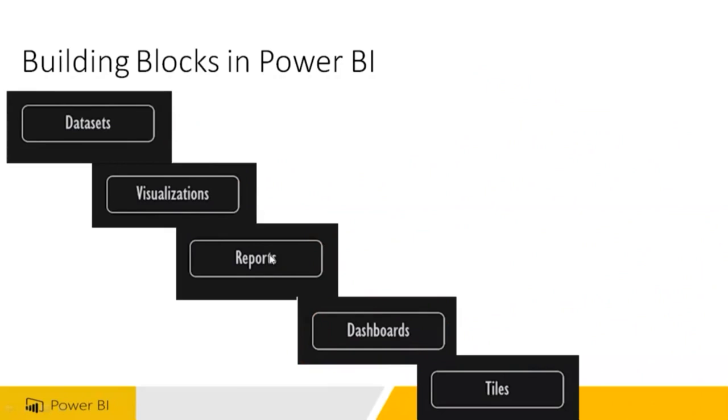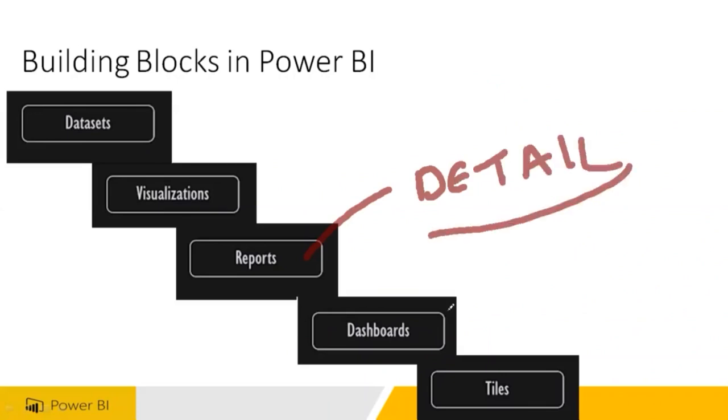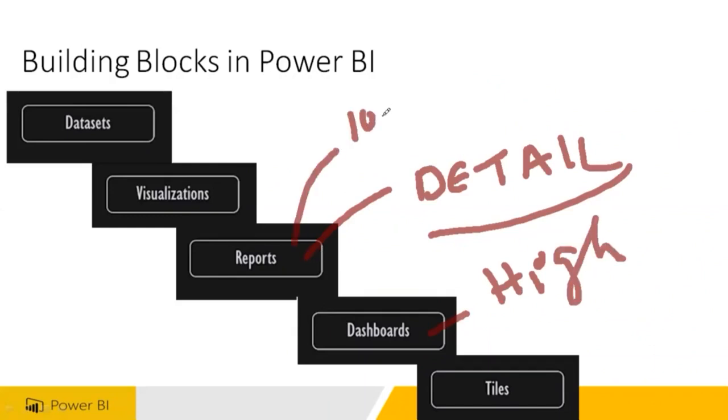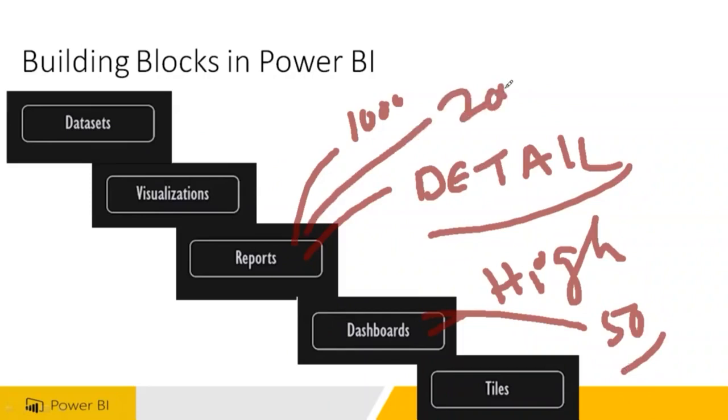So what is a report? A report means detailed-level or low-level information. Any information you can get from it. So what is a dashboard? High-level information, right? How many reports have you created? You can create thousands of reports. How many dashboards have I created? I have created 50 dashboards in the last year. It's clear. I have created 200 reports in the last year, right?